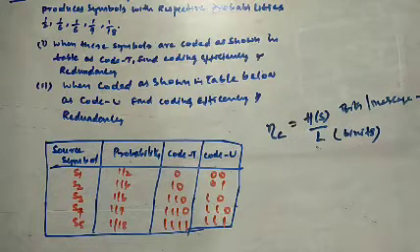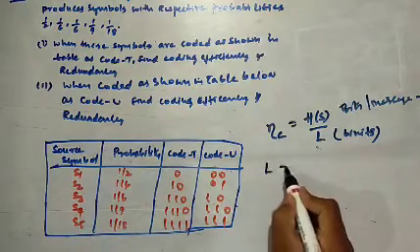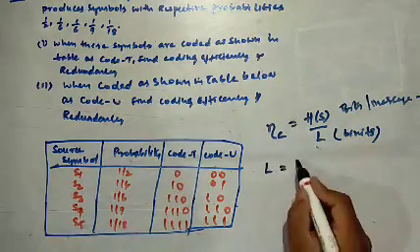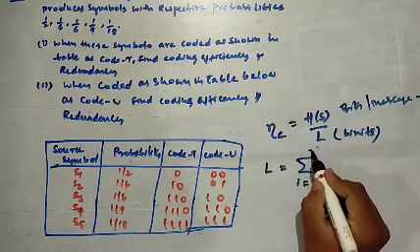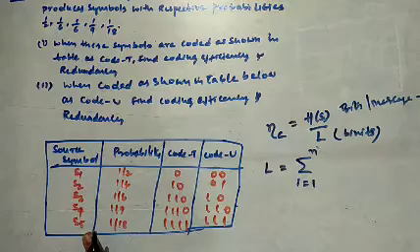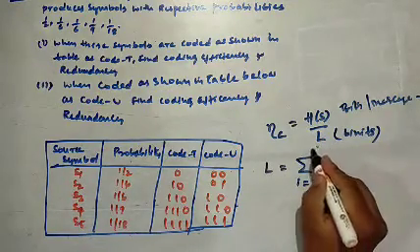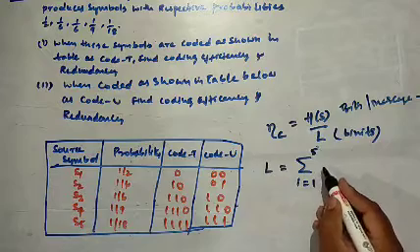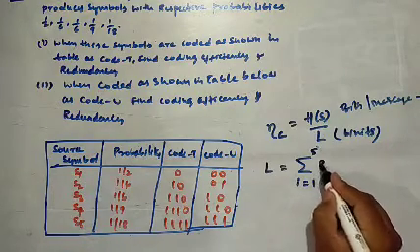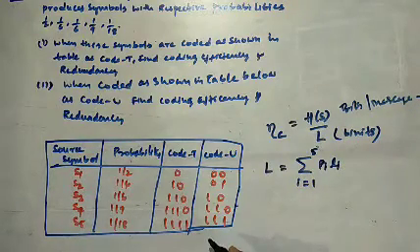Here we have the formula for L. L is equal to summation of i is equal to 1 to n, whereas in this problem n is 5. So according to this problem, i is equal to 1 to 5, Pi, the respective probability, into the respective length of the code.